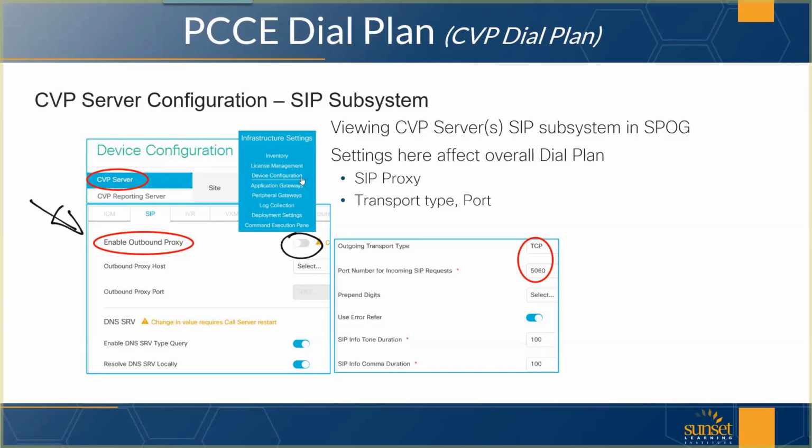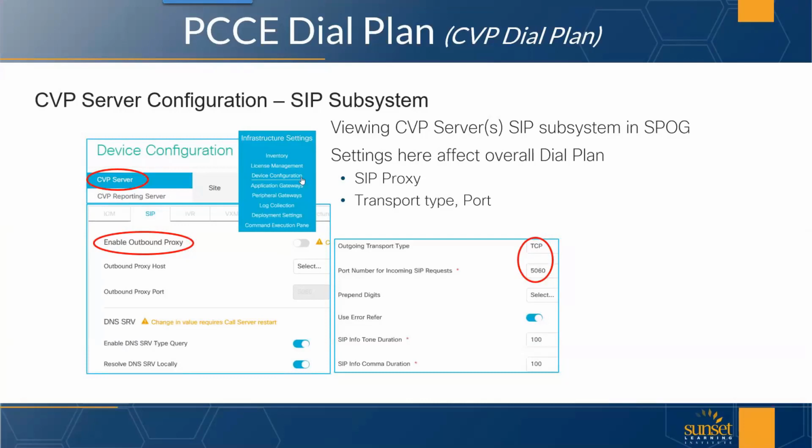What's the port number that we want to work on, and what's the protocol that we're running? Well, TCP on a well-known port 5060 is all defined here. So these are global settings that are going to be recognized within the system.